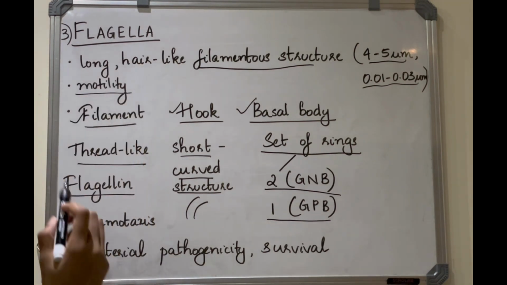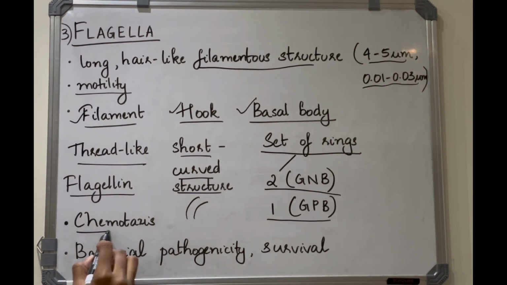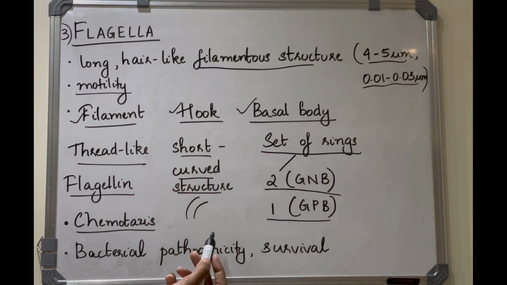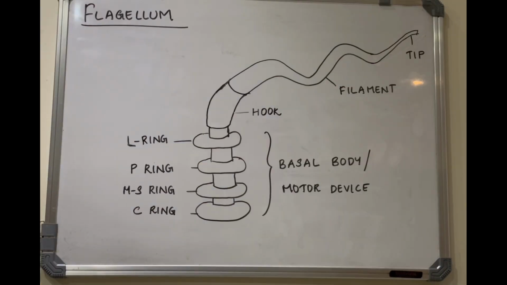Other functions of flagella are that they aid in chemotaxis. Chemotaxis is what will help the cells to migrate toward attractant chemicals, or the cells can move away from the repellents. The flagella also help in bacterial pathogenicity and survival. So this is a simple structure of the flagellum.